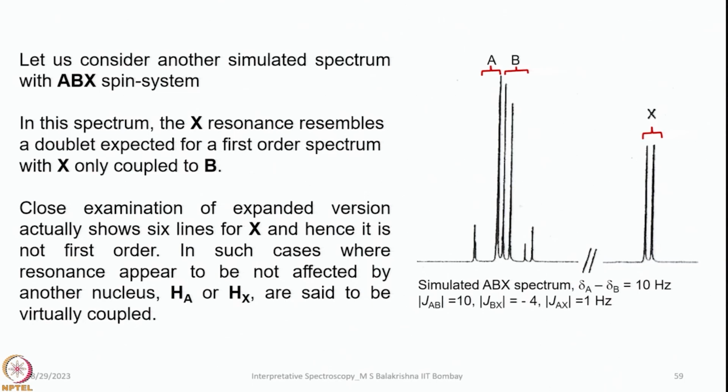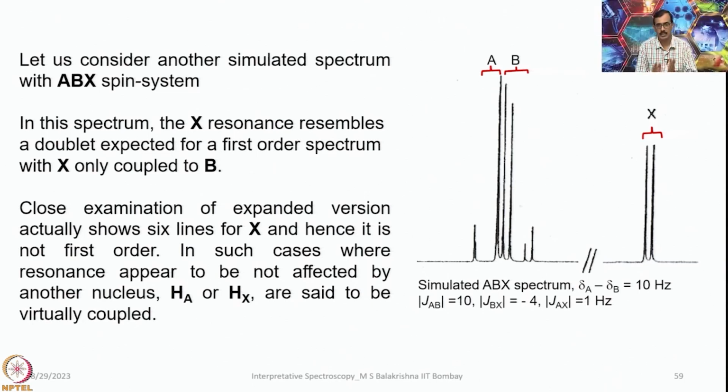Let us consider another simulated spectrum with an ABX spin system. Here you can see the ABX spin system, where delta A minus delta B equals 10 hertz, and JAB equals 10 hertz. Since we do not know the sign, whenever the sign is not known, we always represent the magnitude without mentioning the sign. When ignoring the sign, it is ideal to represent it in modulus. So this one is 4 and this is 1 hertz.